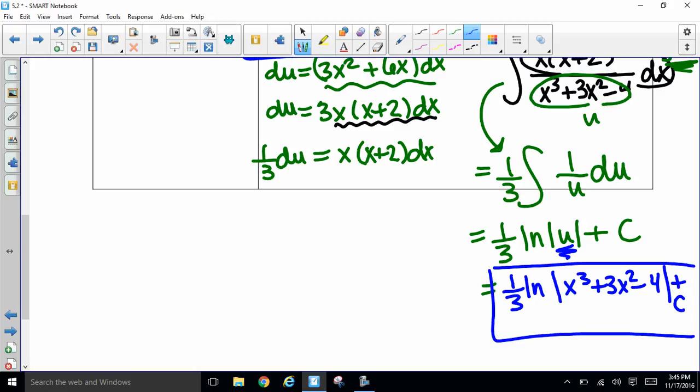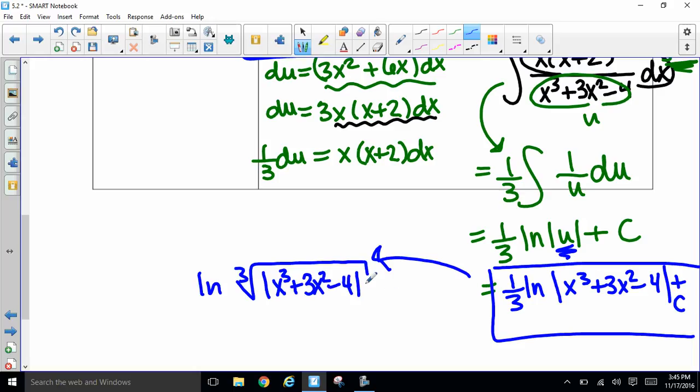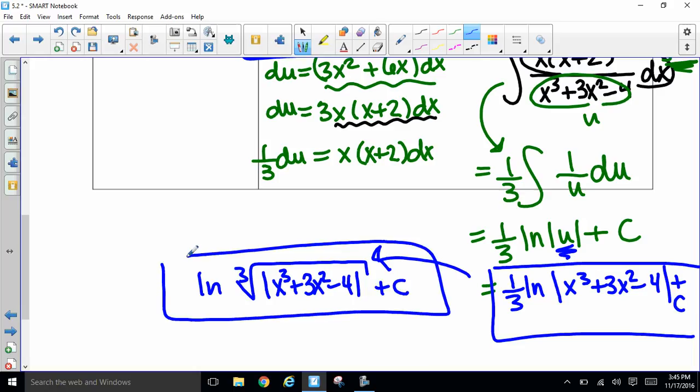Then the only other clever thing that they might choose to do is again rewrite that as a cube root. So natural log of the cube root of the absolute value of x cubed plus 3x squared minus 4. Then close the absolute value, close the cube root, and then do your plus c. They're less likely to turn those powers back into radicals when it's already big and complicated like what we have. But a lot of times if it's just a plain x, they might move it back and look at it as an exponent.